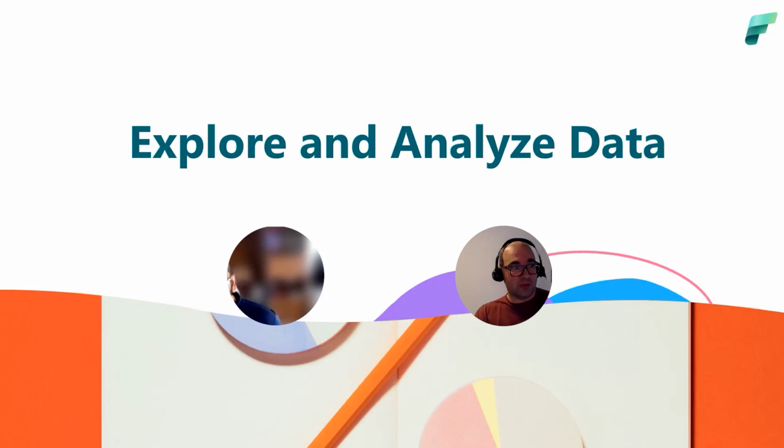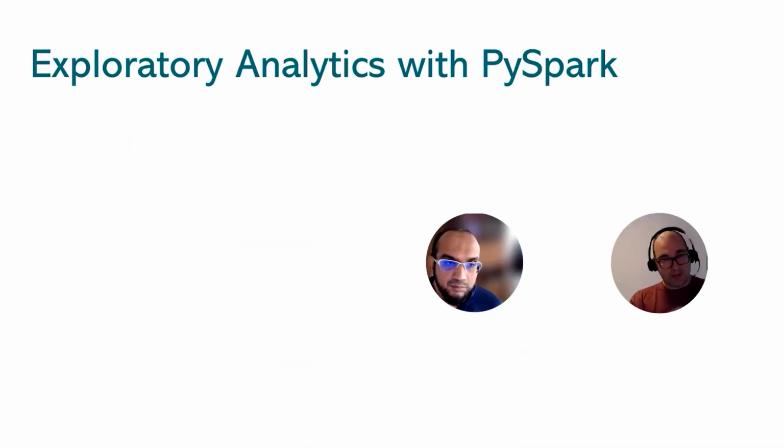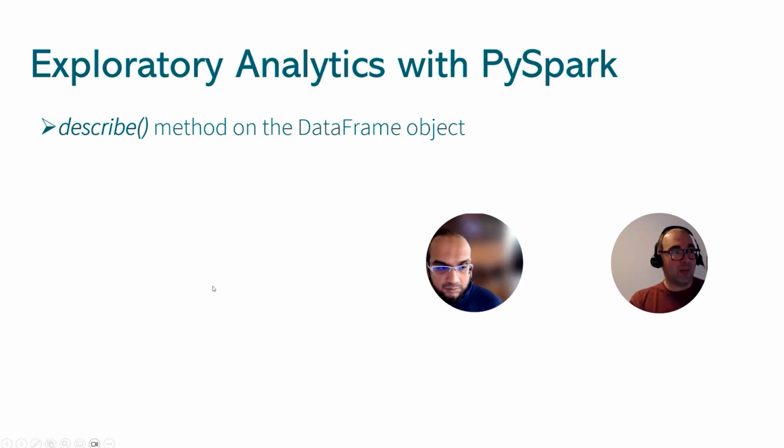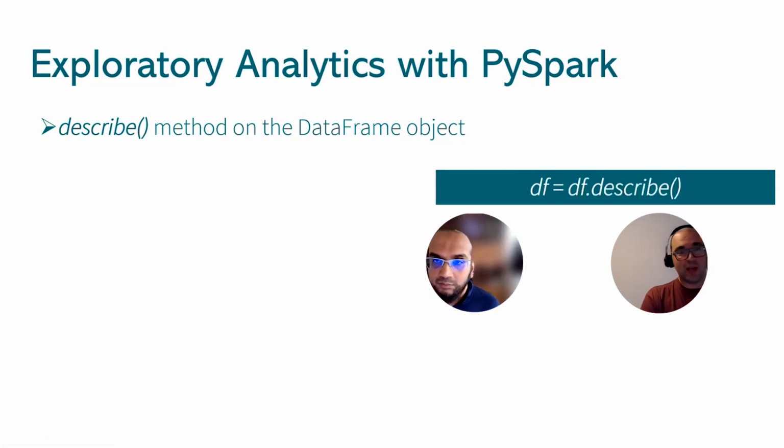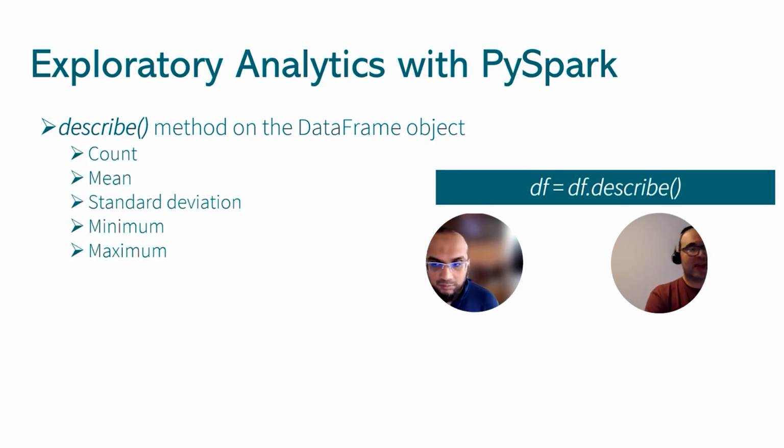Last subtopic that we are going to cover is explore and analyze data. First, there are multiple ways. Again, remember, Fabric is all about the options. So you can perform exploratory analytics in Fabric in multiple different ways. Let's start with PySpark. Probably for proper exploratory analytics, you will use the describe method on the data frame object that you create. Once you create a data frame object, you run this describe method, and you will get a quick intro to your data: count, mean, standard deviation, minimum and maximum value within the data frame.